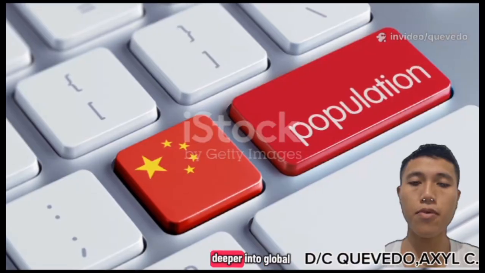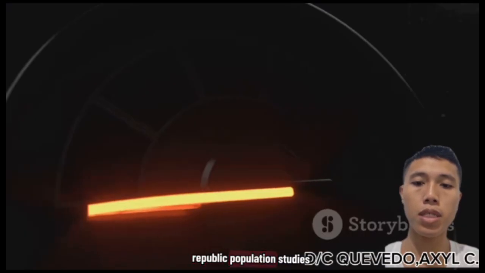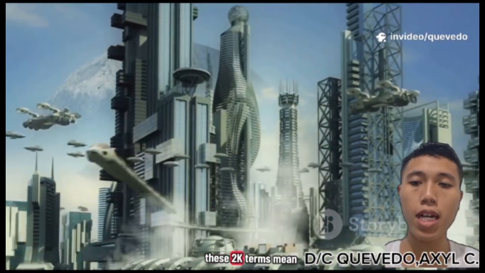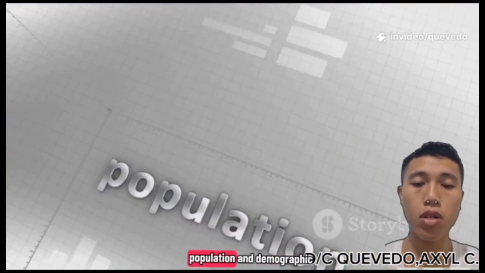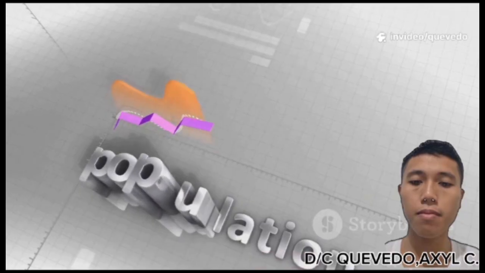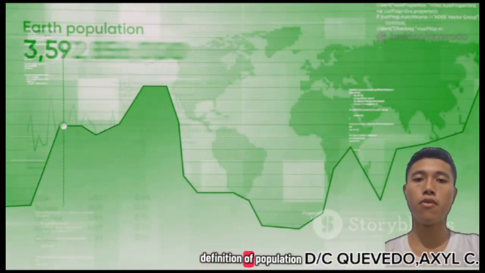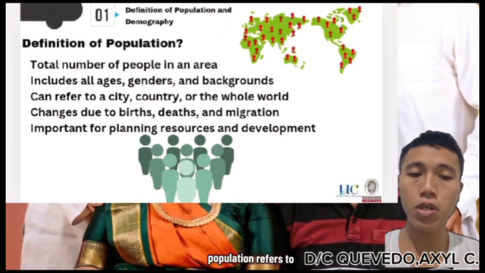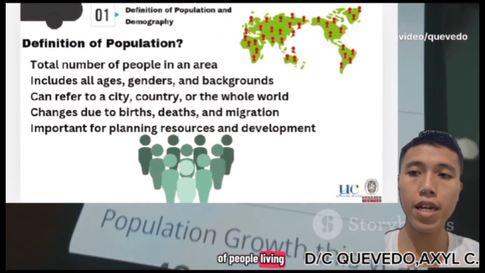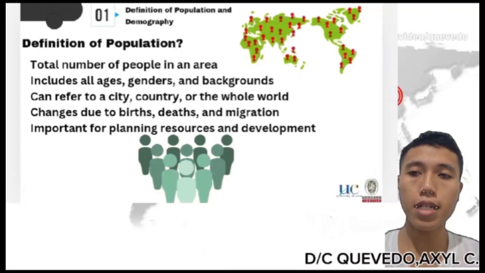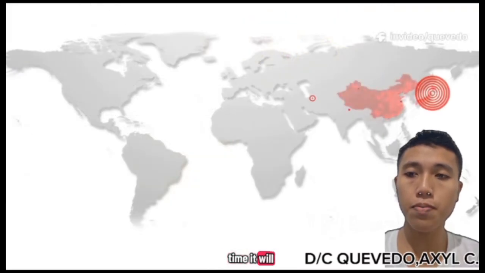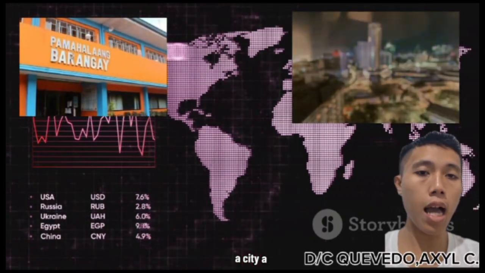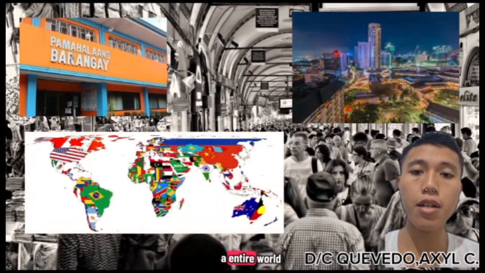Before we go deeper into global population studies, it's important to first understand what these two key terms mean: population and demography. Definition of population. Population refers to the total number of people living in a particular area at a specific time. It could be a small area like a barangay, a city, a country, or even an entire world.